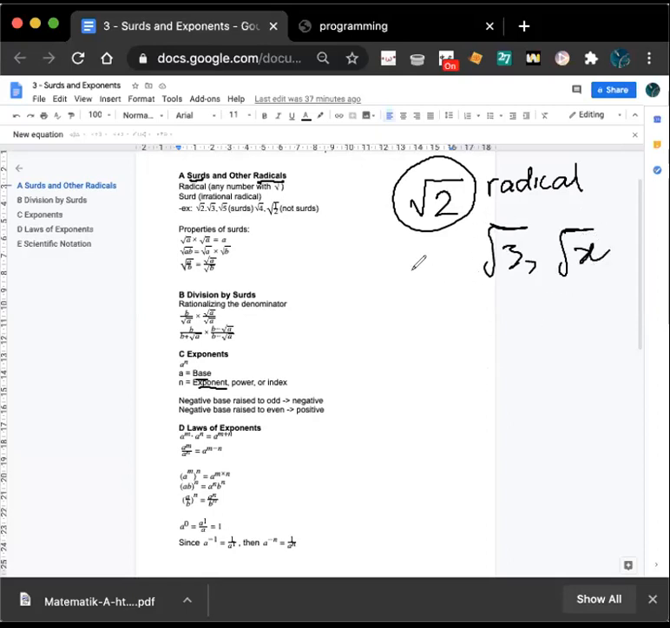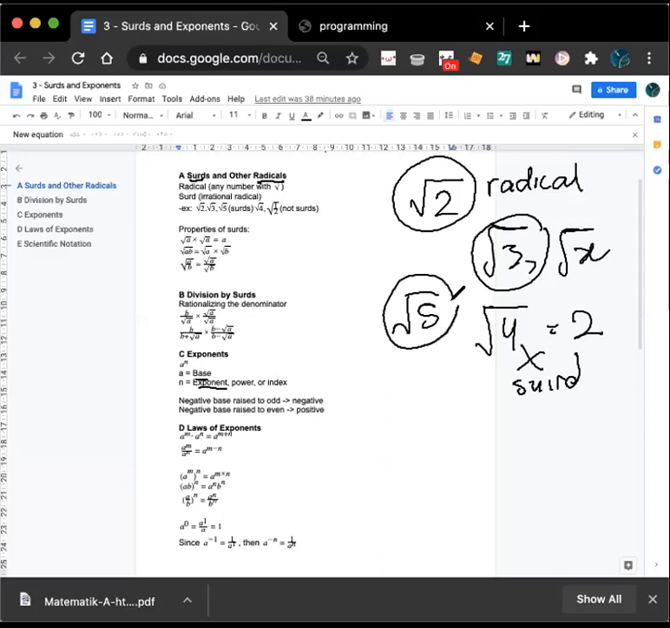And then for surd, a surd is what you call a radical with a number when you can't turn it into a whole number. So usually they're the ones that stay as radical. For example, if you have square root of 4, you can turn it into 2, so this is not a surd. But the ones that stay in radical form are called a surd.